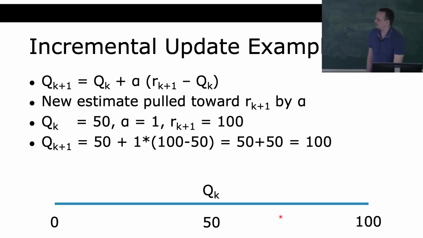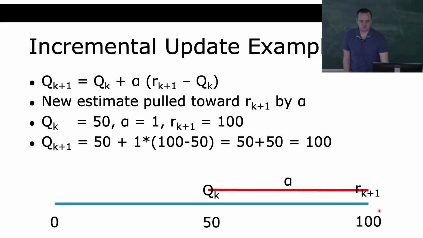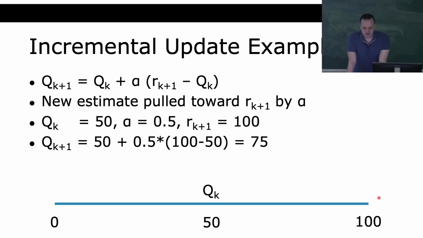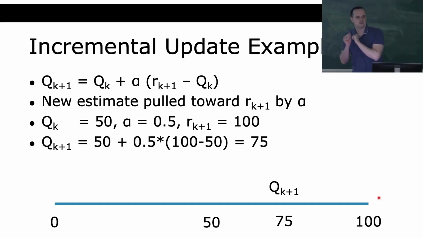Okay? So if we look at this on a little graph, if Q_k is 50 and my next reward is 100, then this is what alpha is doing. If alpha is 1, then I will trust all the way at Q_{k+1}, right? Because 1 means completely trust the new sample. If alpha was 0.5, then I would go half of the way, and then my new value would be at 75. So this step size essentially says, how far do I step between the old estimate of 50 and the new value of 100, okay?